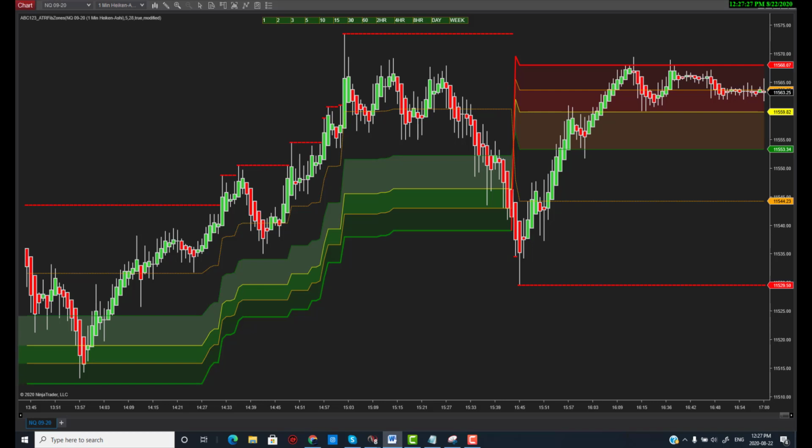The ABC123 ATRFIBZone indicator was introduced to me from a trader, and as a Fibonacci trader, I was intrigued to look at this methodology. This indicator is designed for Fibonacci traders to be on the right side of the trend. The key is to wait for the retracement and enter the trade. Now let's dig into this indicator and see how we can use it.